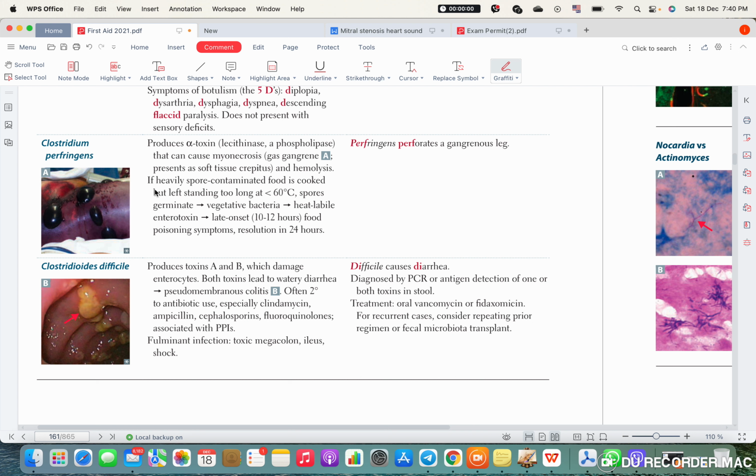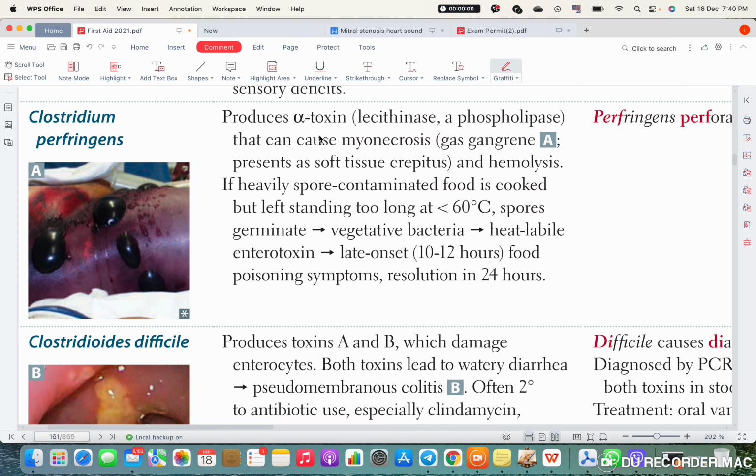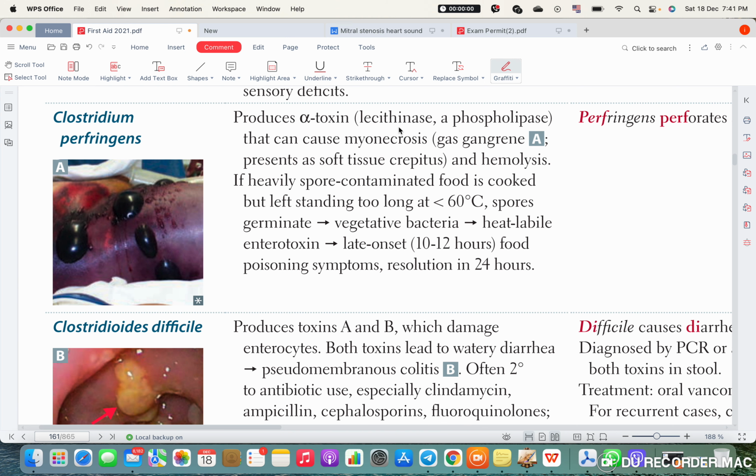Positive, good. It's a gram-positive organism. So this Clostridium perfringens also produces a toxin. It's called lecithinase, which is a phospholipase.